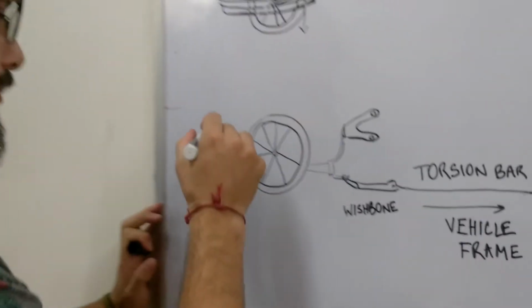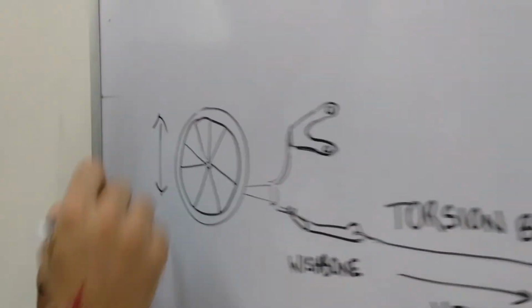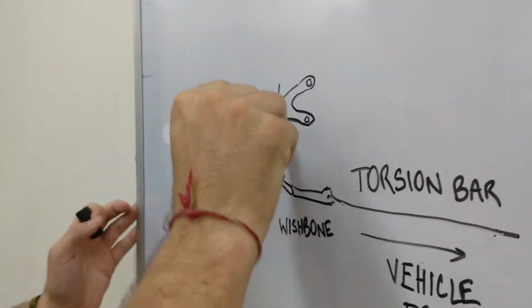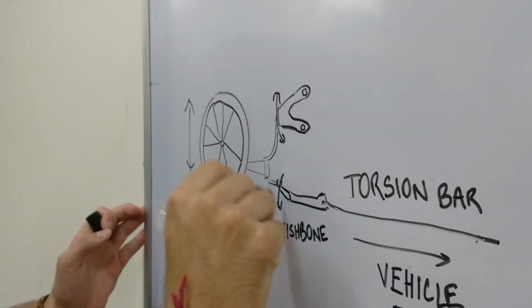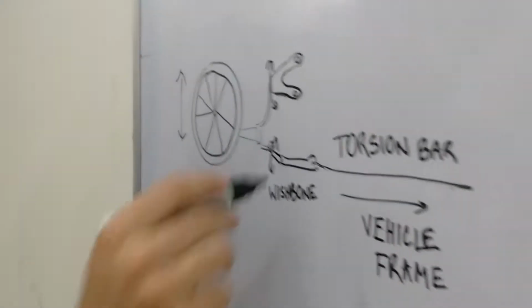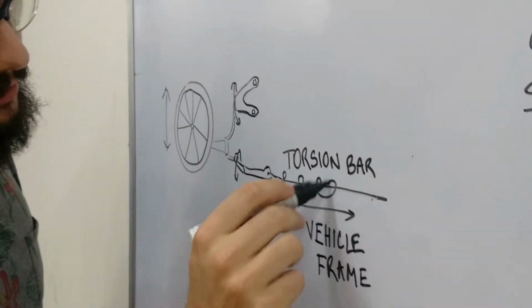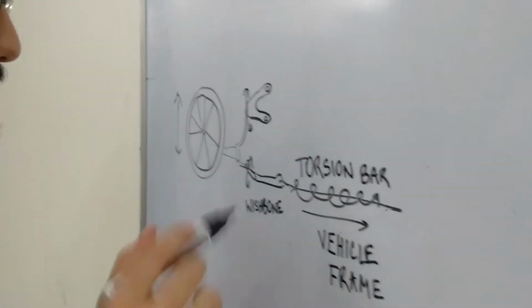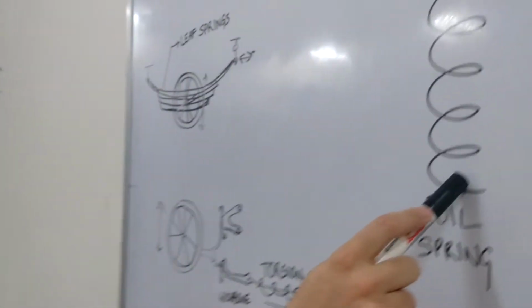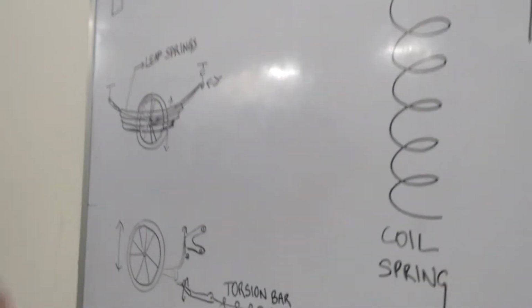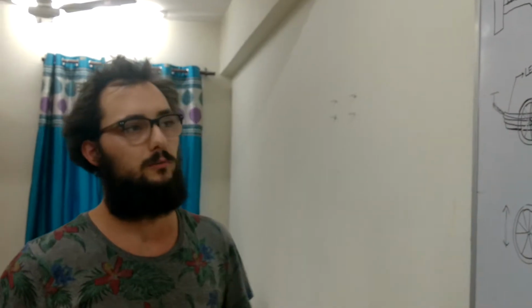So basically when the wheel goes up and down, the wishbone and this component will bounce like this. And so the torsion bar will give the stiffness by torsion like this. And this is what gives the stiffness to the suspension. And finally, which is the most common thing you can find on cars, even on bikes, this is the coil spring. And so this is the component which gives stiffness, and to dissipate the energy which is given to the spring, we use a damper.